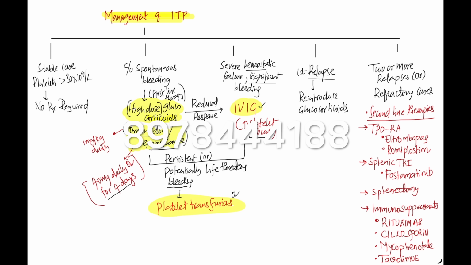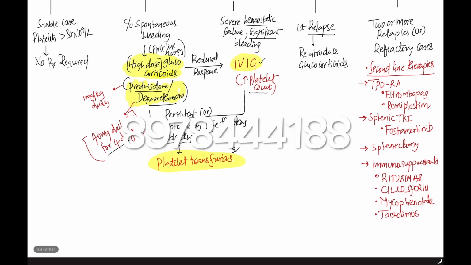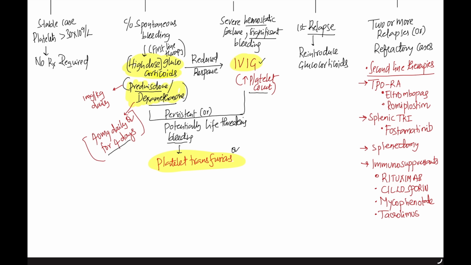For the first relapse, we reintroduce glucocorticoids. For the second relapse, or two or more relapses, or if there are refractory cases, we go for second line therapies. Even in nephrotic syndrome, we start with some drugs. If the patient doesn't respond, later on we give steroid sparing immunosuppressants like rituximab, cyclosporin, mycophenolate mofetil, tacrolimus. At the same time, we can even go for splenectomy as well.